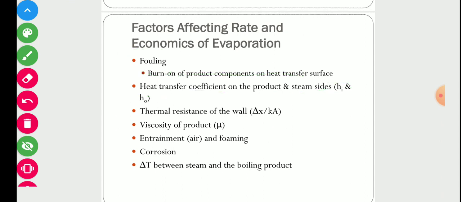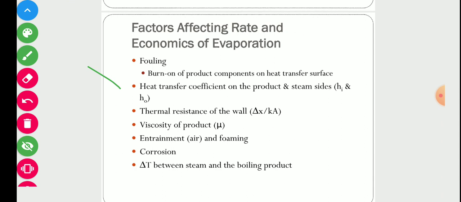Second one is the heat transfer coefficient of the product and steam side. So for example, if we have a highly viscous solution, then its heat transfer coefficient will be low. So to increase the heat transfer coefficient, we have to create turbulence in the solution, because when we increase turbulence, the value of Reynolds number will increase, and ultimately this heat transfer coefficient will increase.